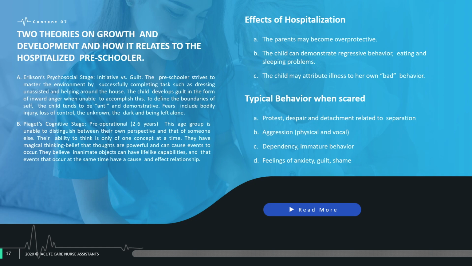To define the boundaries of self, the child tends to be antagonistic and demonstrative. Fears include bodily injury, loss of control, the unknown, the dark, and being left alone.